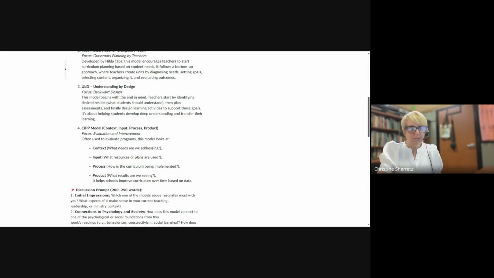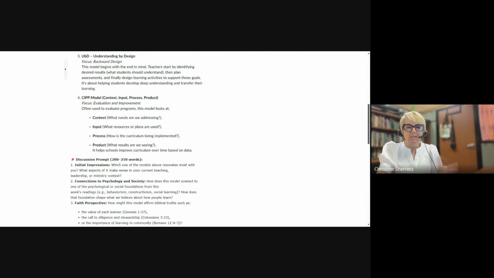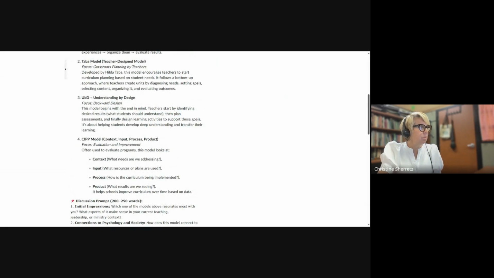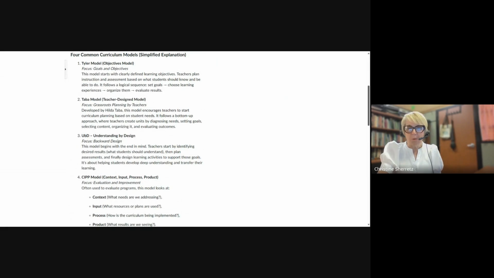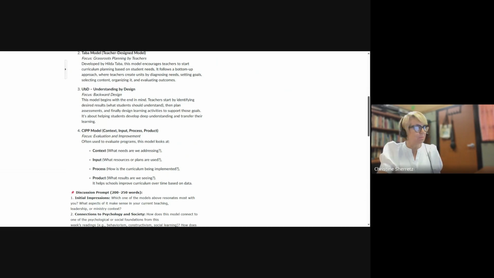So these are some models, and I just put which one of these models above resonates most with you, what aspects make sense in your teaching. And then you're going to say, how does this model connect to one of the psychological or social foundations from this week's reading? So how does it link to that? So let's say that you picked the Tyler model. You may talk about how that aligns with Piaget's theories. So you have to explain that.